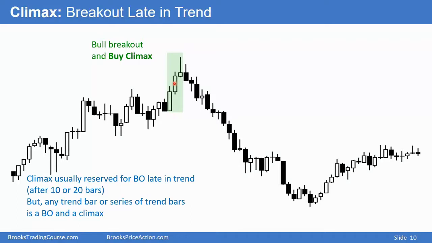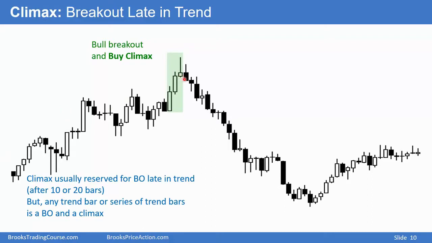A bull breakout late in a bull trend, a fairly strong bull breakout, I would call it a buy climax, and I would be thinking that it might be an exhaustion gap, a gap between this close and this high. And then once we start to reverse down, the gap now is this low and this high and that high. And at this point, I'm seeing a strong bull breakout late in a bull trend, and it's starting to reverse.